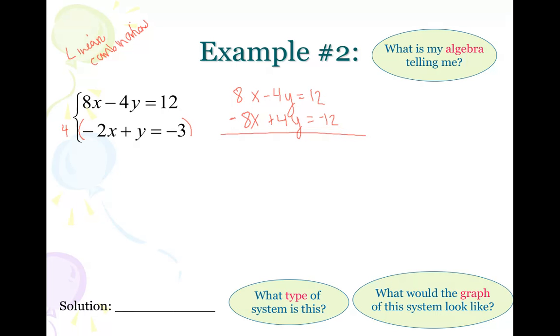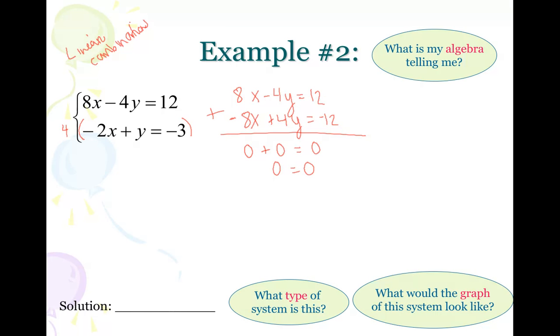I go to add this down. 8x minus 8x, right? I'm adding. Oh my God, that cancels. Negative 4y plus 4y, that cancels. 12 plus negative 12, that canceled. So I end up with 0 equals 0. Oh my gosh, that got rid of both of my variables.